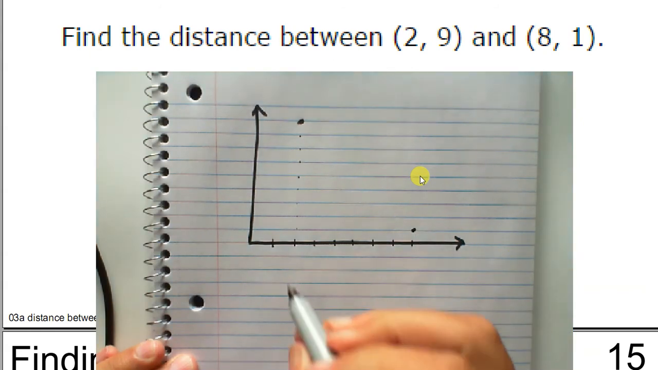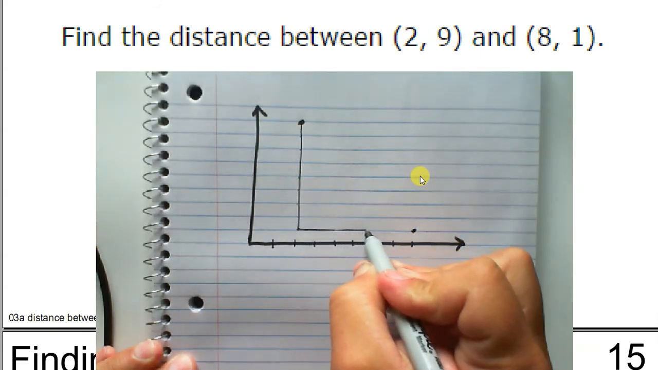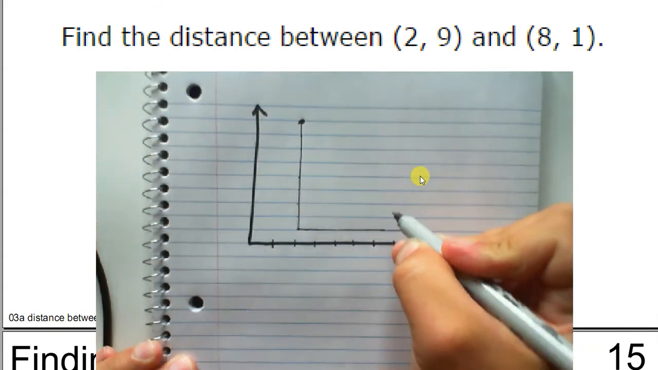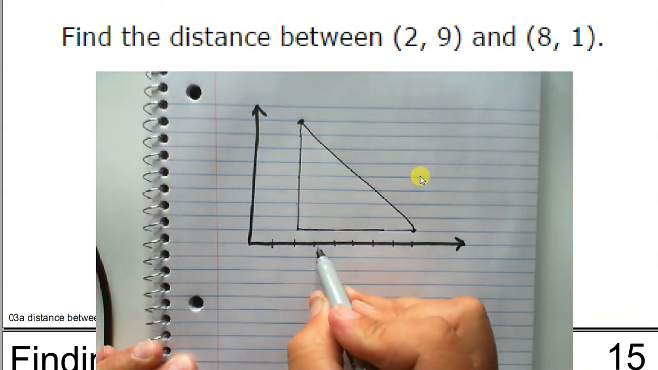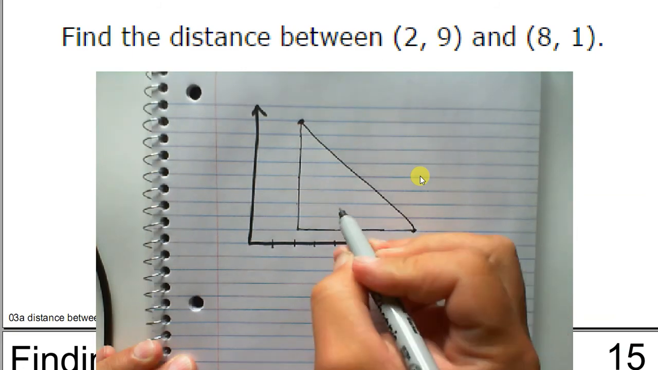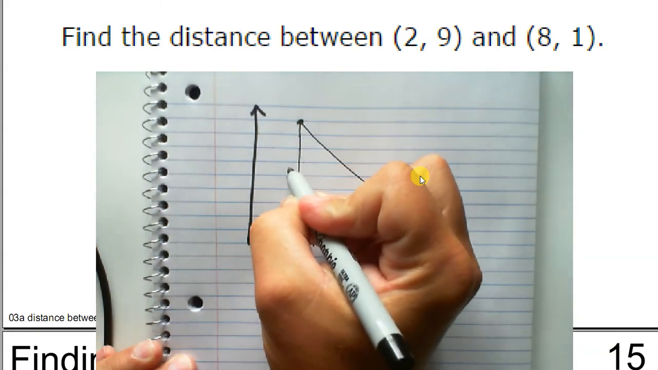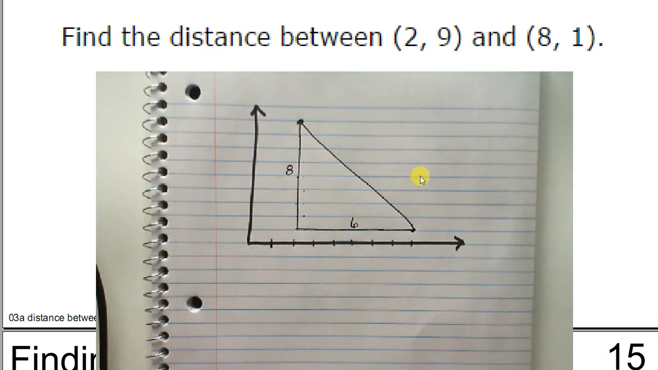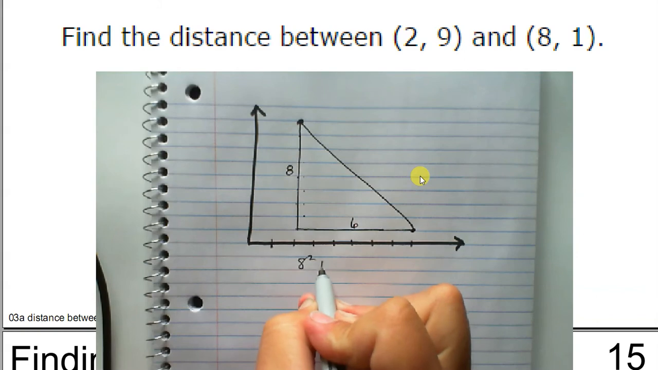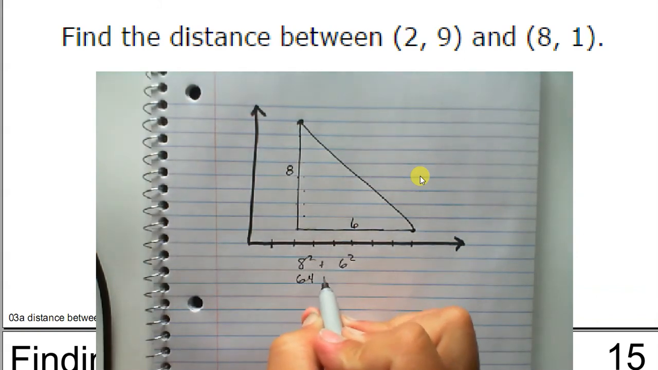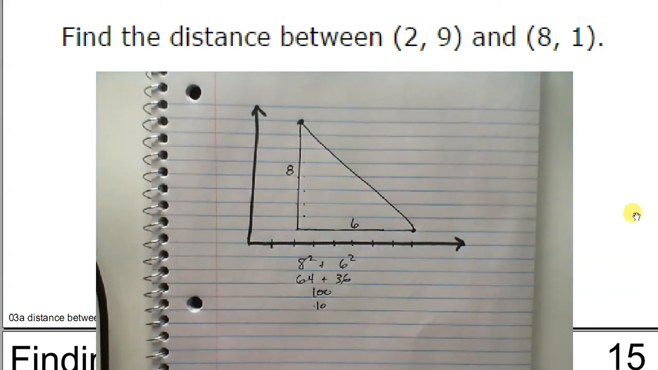Step 1, I plot the 2 points. Step 2, I turn it into a triangle. And now I can count it. 1, 2, 3, 4, 5, 6. This is 6. And this is 8. 6 and 8. And now I'm going to use the Pythagorean theorem. So 8 squared plus 6 squared, that's 64 plus 36, which takes me to 100, which takes me to 10. The correct answer is 10 on this one.